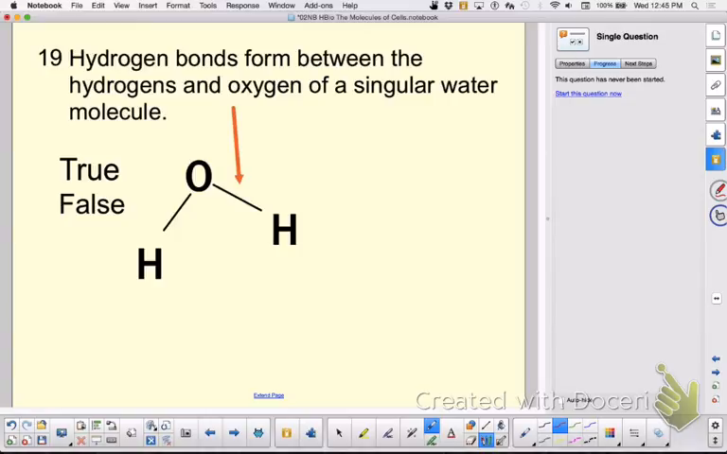Is that a hydrogen bond right there? No. What's that bond right there that it's pointing to? Polar covalent. That is not a hydrogen bond, right? A hydrogen bond would be if I had another water molecule like this, and a hydrogen bond would be like here. Do you see the difference? Yeah. Okay.